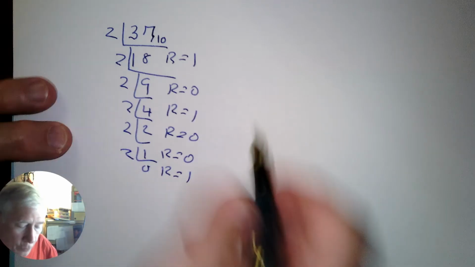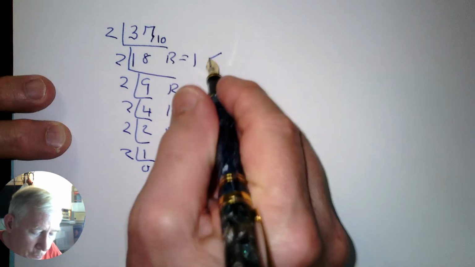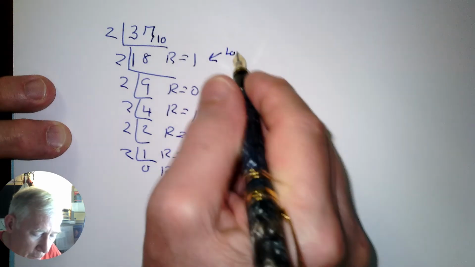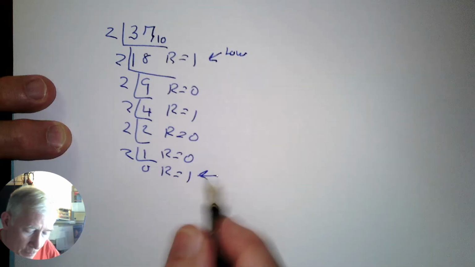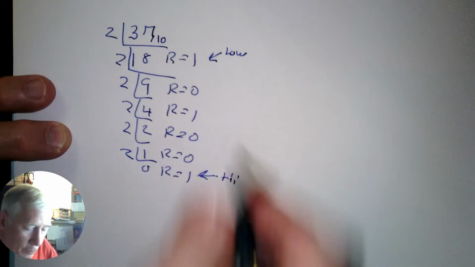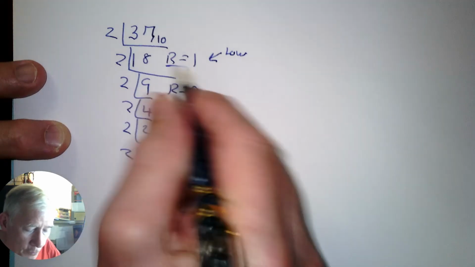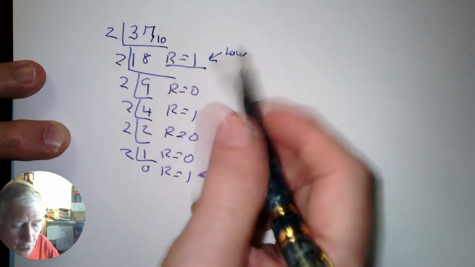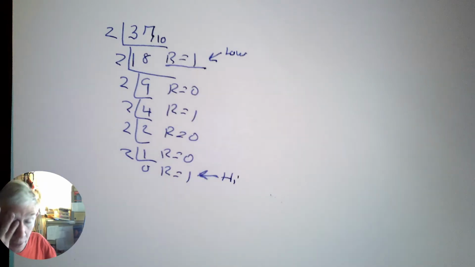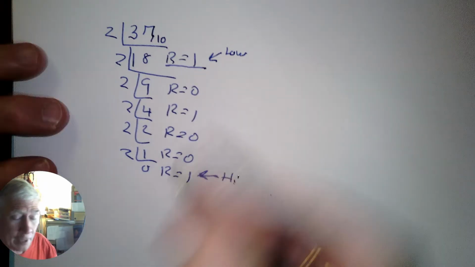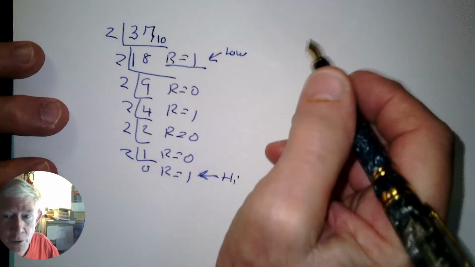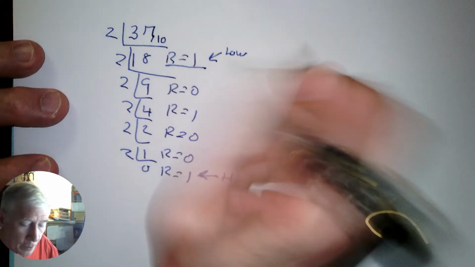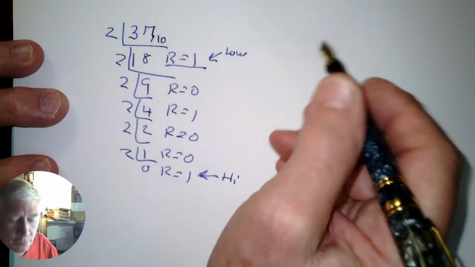Okay, now it turns out this is the low order bit, and this is the high order bit. Seems a little backwards, but here's a good way to think of it. This remainder for the first division by 2 tells you if the number is odd or even. And because it tells you if it's odd or even, that has to be the ones digit, or the least significant digit.